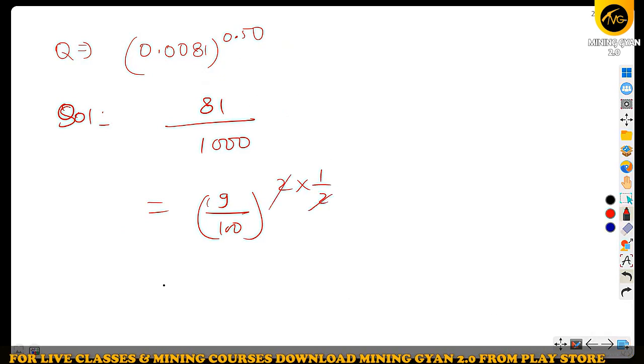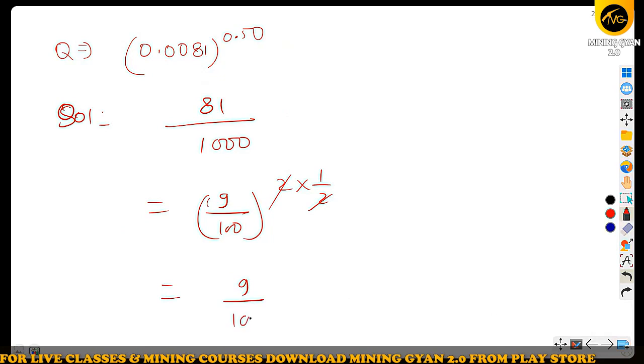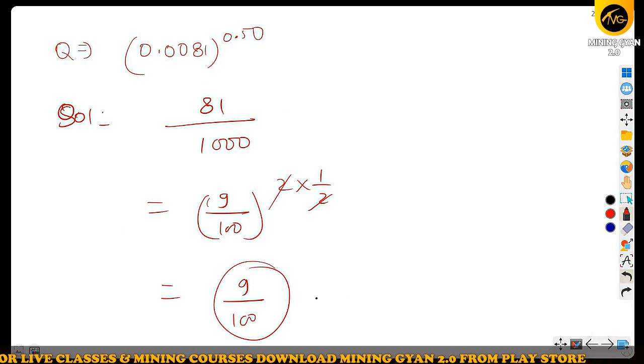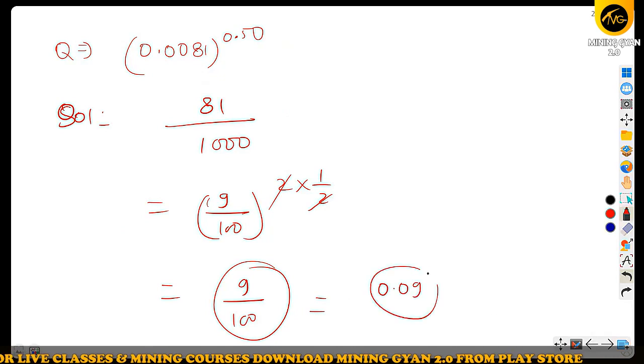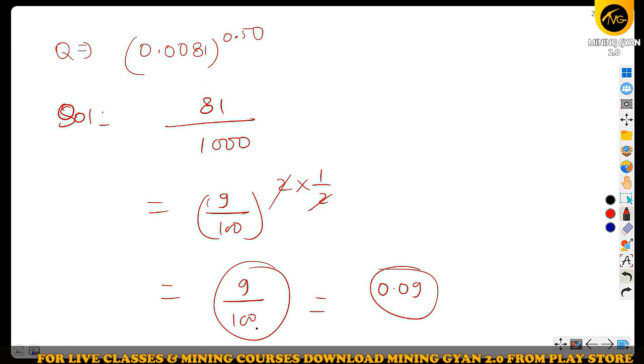So 2 and 2 cancel. 9 divided by 100 is the answer, or we can say 0.09. If the options are available in the form of decimal, then 0.09 is the correct answer. And if the options are available in fractional form, then 9 divided by 100 is the correct answer. Correct?